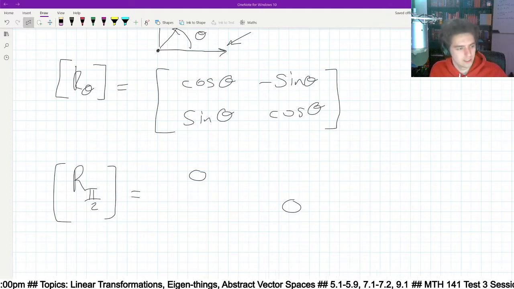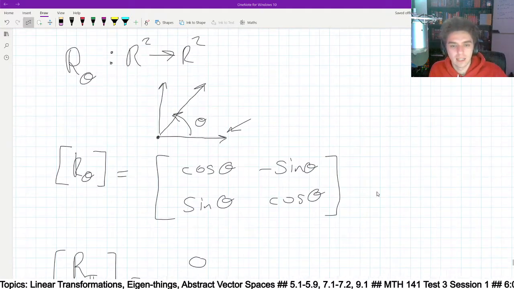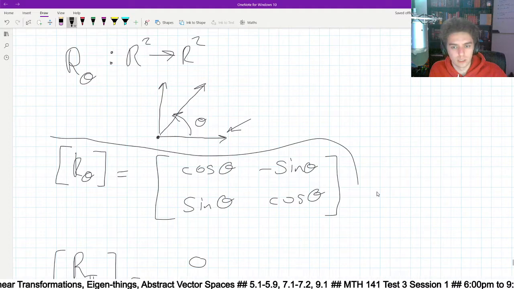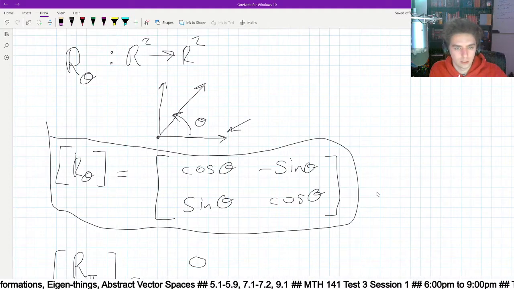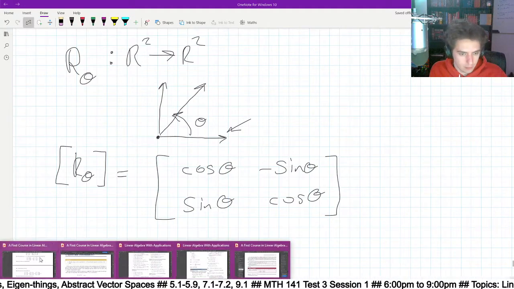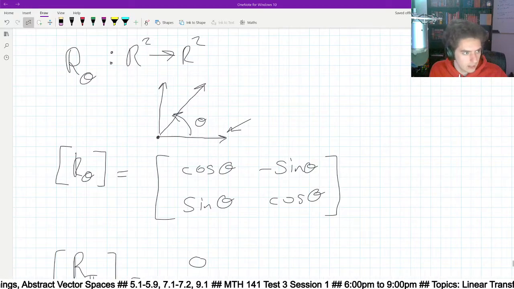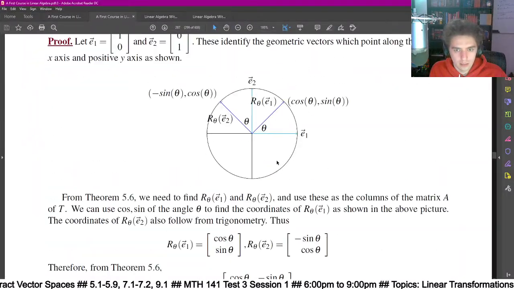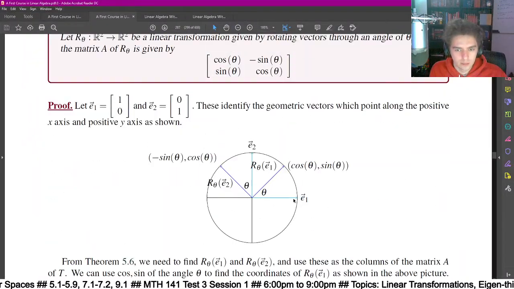How'd you get negative sine theta? So this is a rule. This is just a formula to memorize, right? Oh, okay. If you want an explanation as to why, then look at this picture. This picture will kind of explain why.